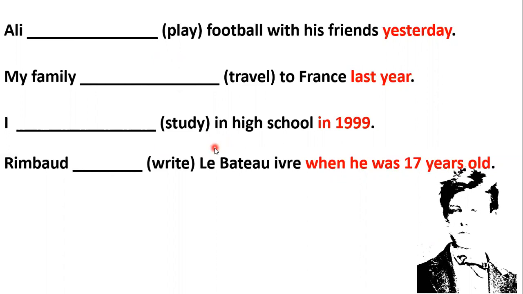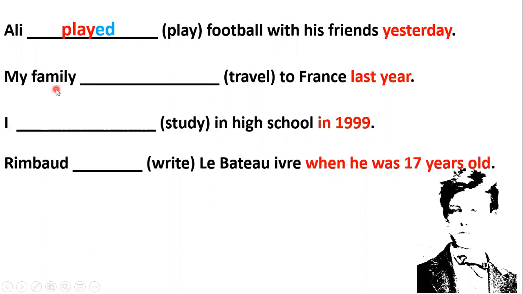So here we have 4 sentences. What I want you to do is to fill in the blank with the proper form of the verbs between brackets, which here, of course, is the past simple. The first one: Ali play football with his friends yesterday. Yesterday, of course, is in the past, therefore we use the past simple. It is a regular verb, so we add ed, and we have y preceded by a vowel, therefore we only add ed. Ali played football with his friends yesterday.